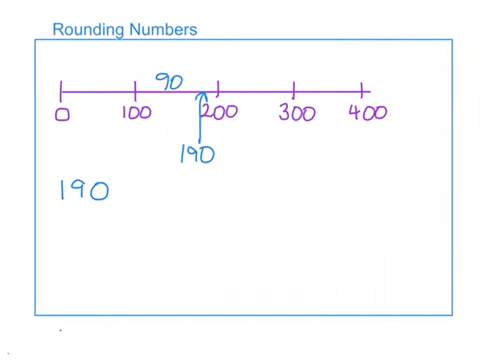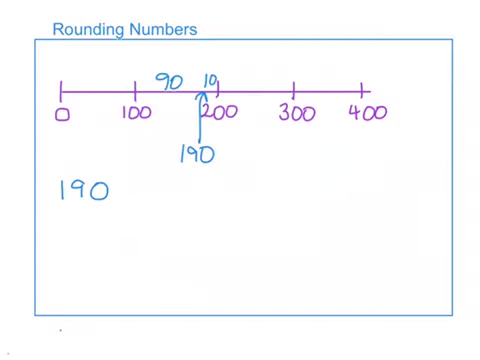I've got 90 more than 100, and I'm only 10 away from 200. So my instinct is telling me that I should be rounding this number to the 200 because it looks very close to 200. It looks a lot further away to 100. So my instinct is saying 200.